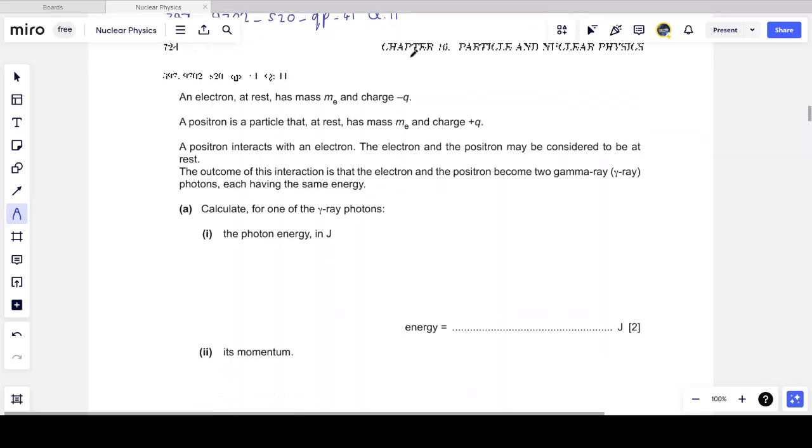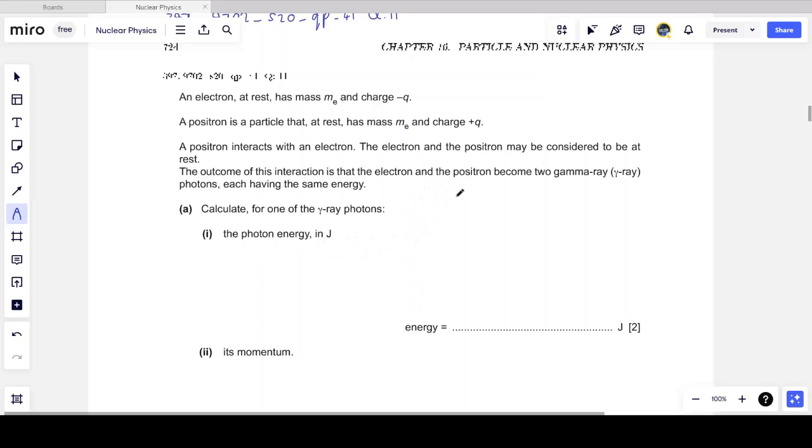Now we are told that an electron at rest has mass me and charge minus q. A positron is a particle that at rest has mass me and charge plus q, the positron being the antiparticle of the electron. Now a positron interacts with an electron. The electron and positron may be considered to be at rest. The outcome of this interaction is that the electron and positron become two gamma ray photons, each having the same energy. We are told then to calculate for one of the gamma ray photons the photon energy in joules.